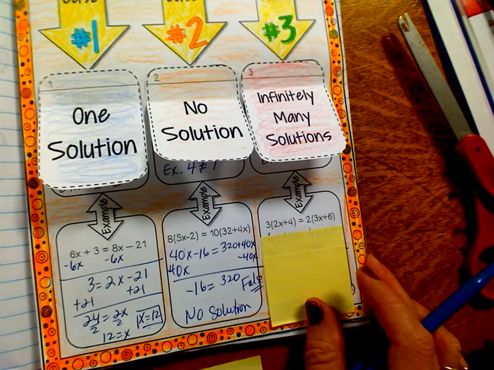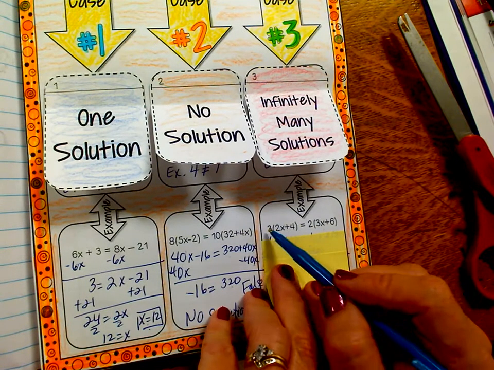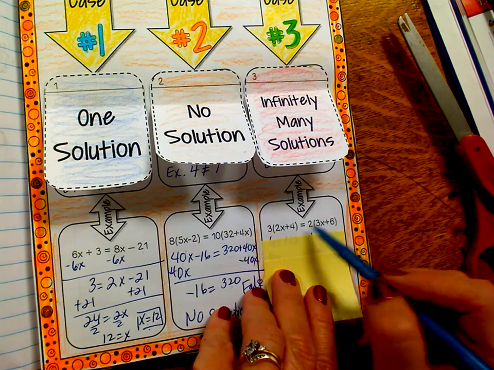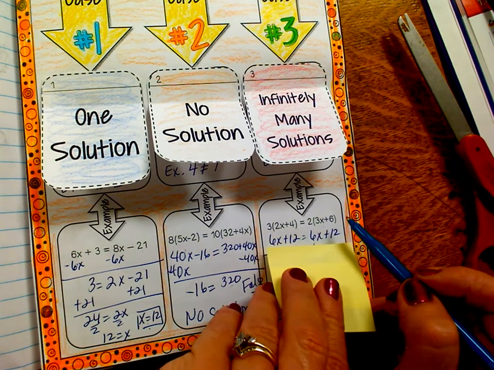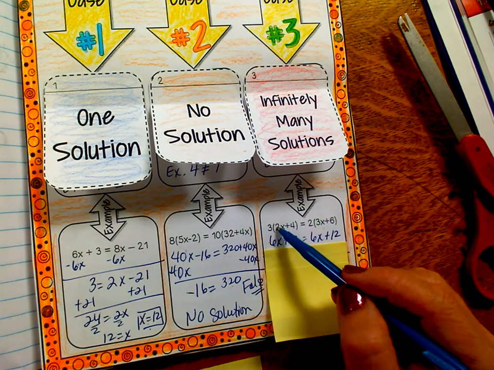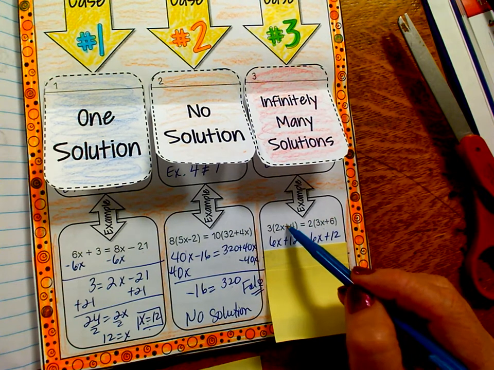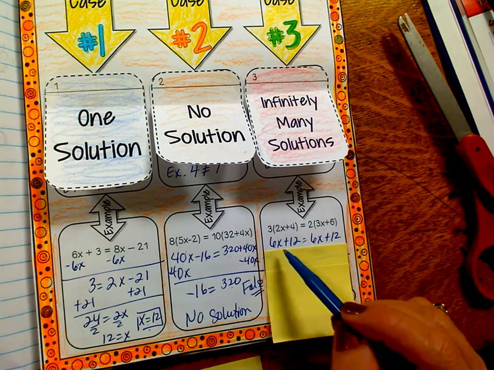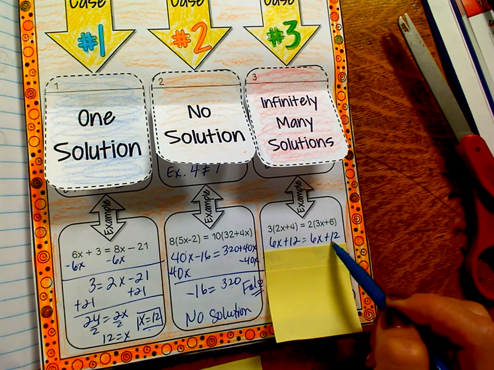Okay? So our last example, infinitely many solutions. Distribute first. Don't make the determination what type of equation it is until it's everything simplified on both sides. So I'm going to distribute both terms. The 3 times 2x is 6x, 3 times 4 is 12, 2 times 3x is 6x, 2 times 6 is 12. So I have 6x plus 12 equals 6x plus 12.